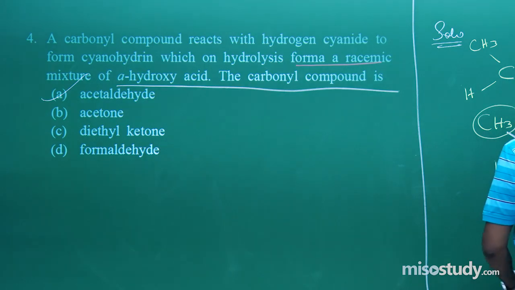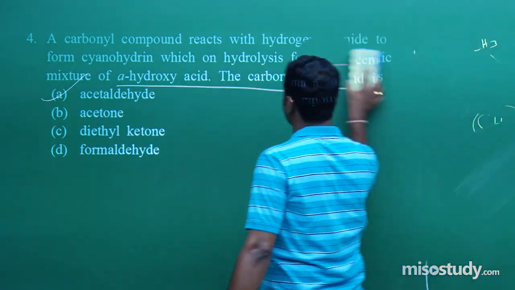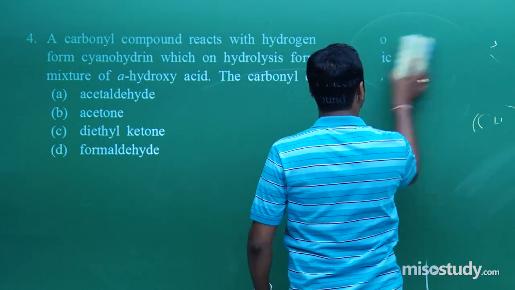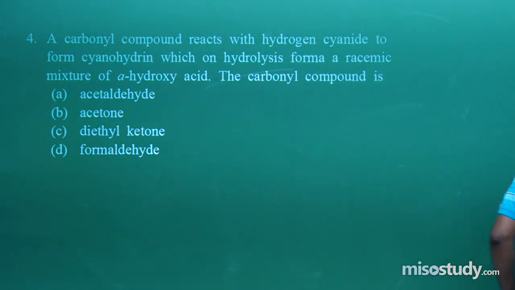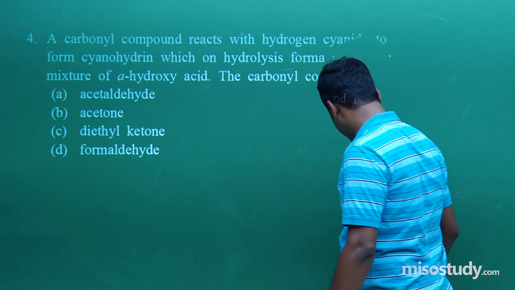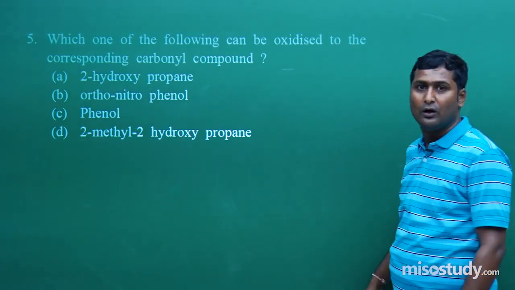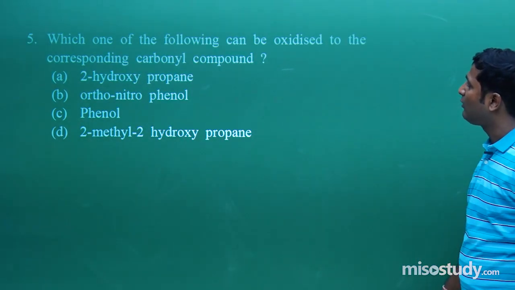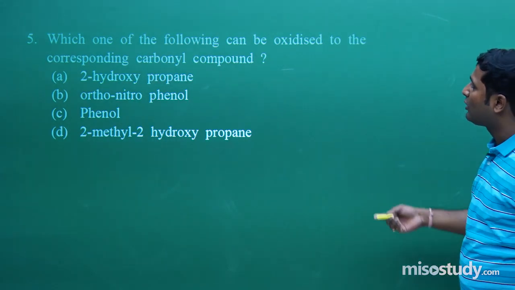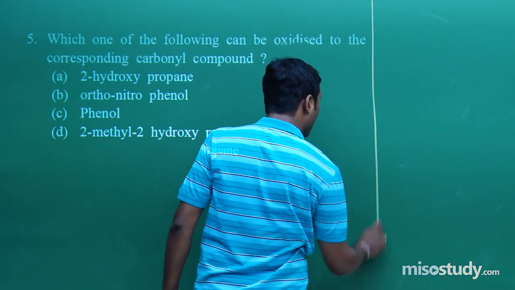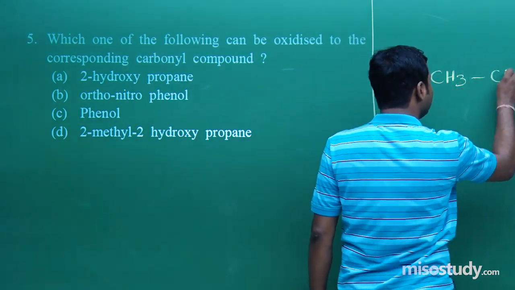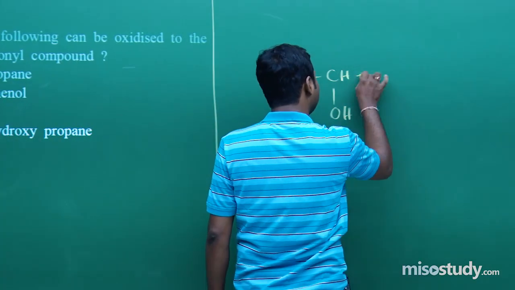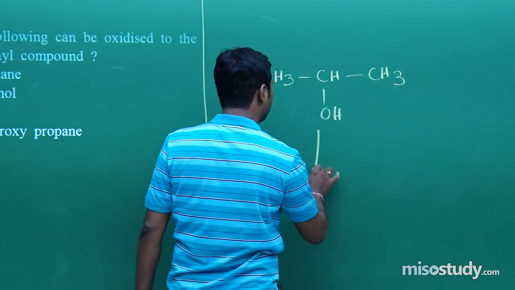Now friend, wait for a moment. Let's move to the next question. Check it out. Look at the next question. Which one of the following can be oxidized to the corresponding carbonyl compound? 2-hydroxy propane, that is CH3CHOHCH3. What will take place, oxidation?